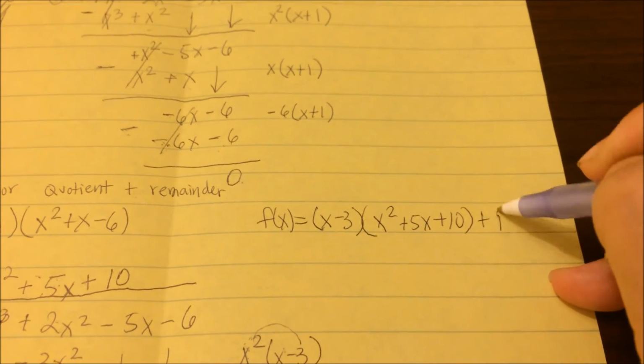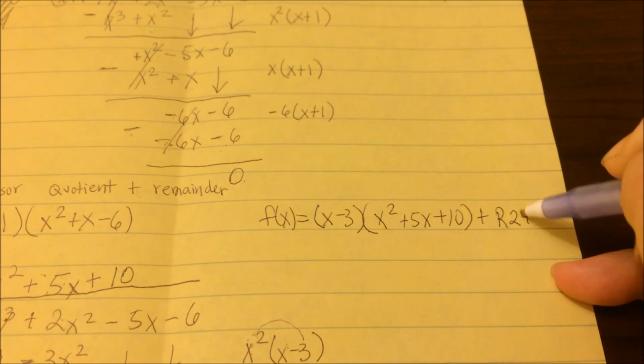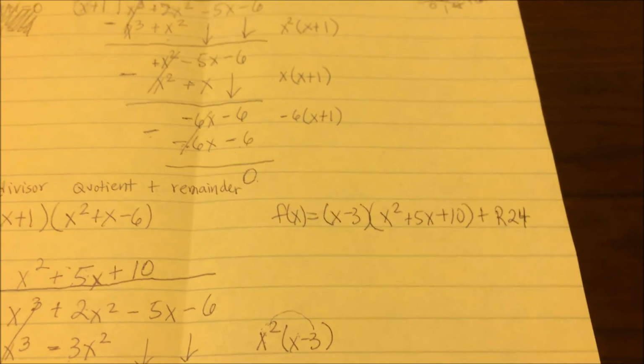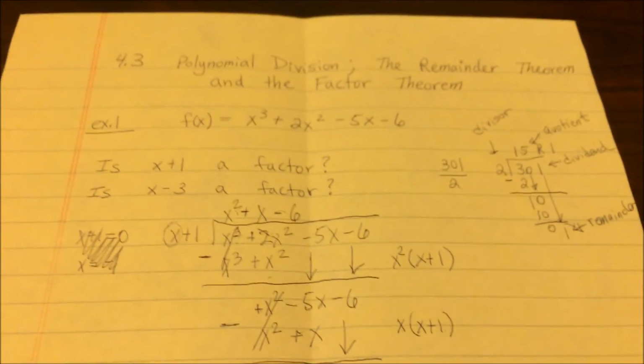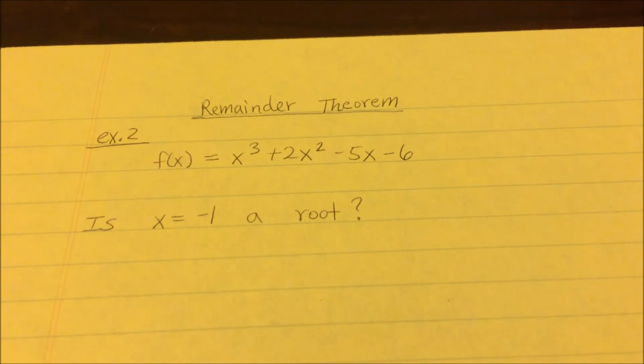So plus R24, I believe, is how they're going to write that up right there. Okay, so that's going to be the final answer part right there. So this is the long division method. We're going to use a couple of methods in here. The second method is called the remainder theorem.